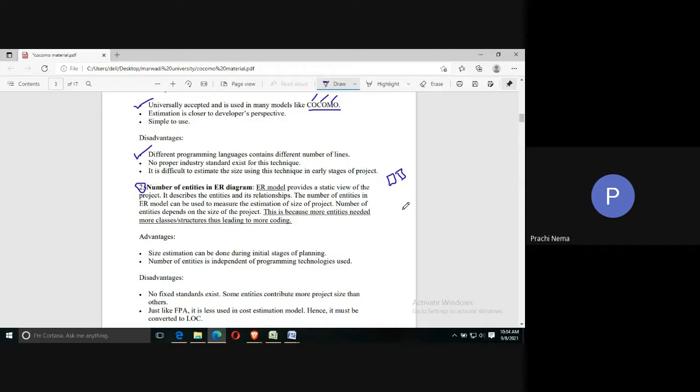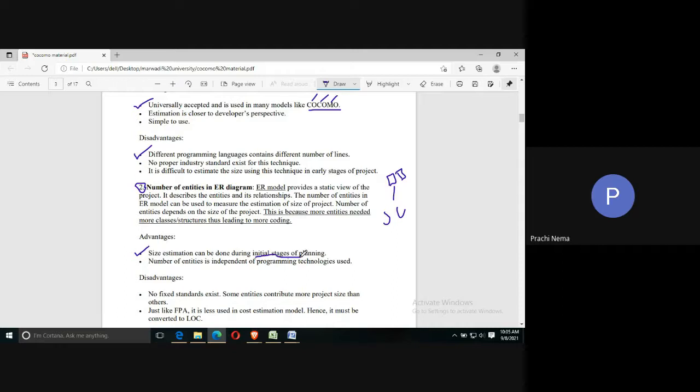Why is it so? Because more entities need more classes or structures, thus leading to more code. Each entity, if you code it as a different structure or a different class, then multiple classes will be involved, which will increase the size of the code. That is why, by judging the count of entities, you can have an idea of the size of the code. Now its advantage is that we can determine the size estimation at the initial phase of planning, because we make the ER diagram in the initial phase or the analysis phase only.